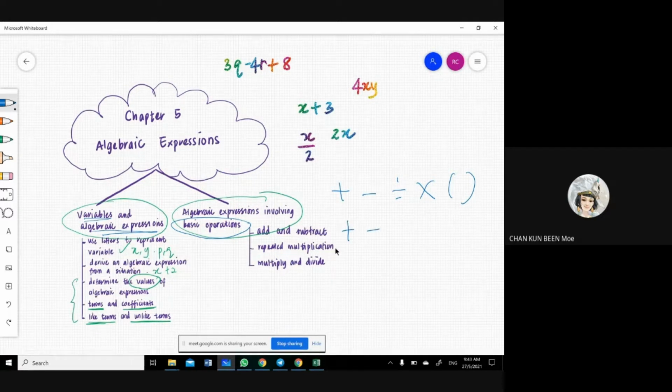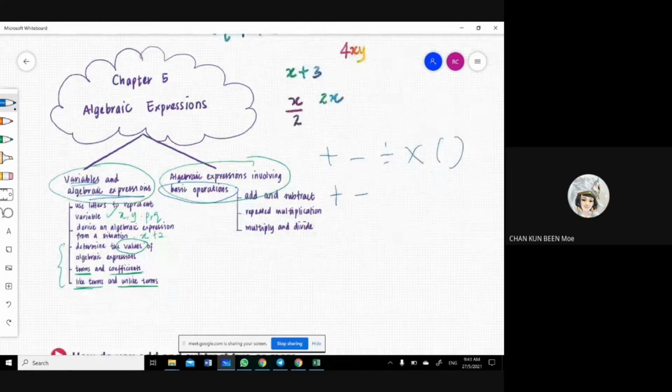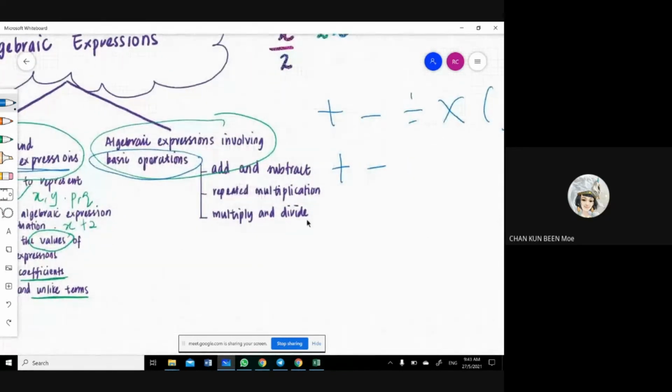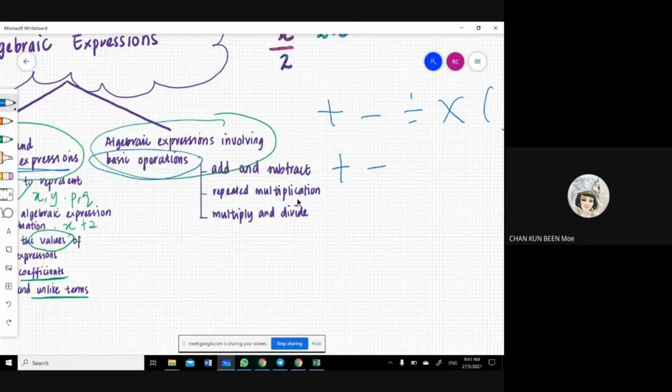After that, the repeated multiplication. You're going to see what is a repeated multiplication. And then you are going to learn how to multiply and divide. So I try to finish it in one go because I think that this part is quite easy, as long as you know add, subtract, and the multiplication that we learned last week using the integer.